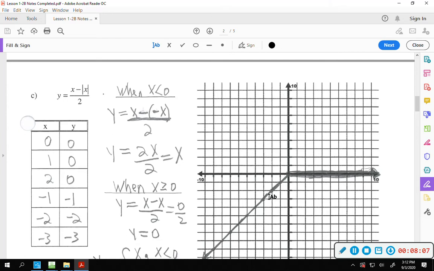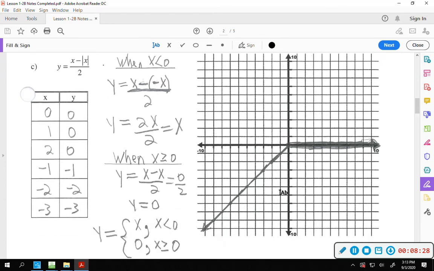What happens as x goes beyond 0? When x is greater than or equal to 0, these absolute value bars are meaningless. The absolute value of a positive is positive. We can just get rid of the bars. x minus x is 0, and 0 divided by 2 is 0. That's why we always get 0 right here.